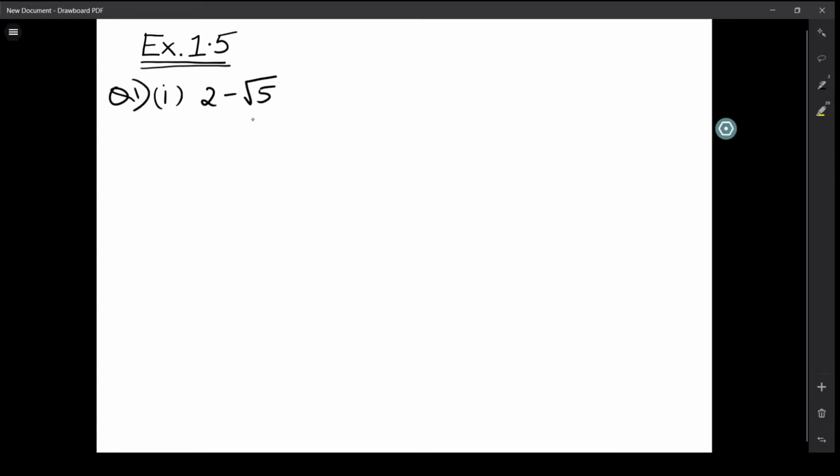Now, one of the properties of irrational numbers is that whether you add it or subtract it to a rational number, the answer is always an irrational number. So hence over here we see 2 is a rational number, root 5 is an irrational number. We're subtracting root 5 from 2. This will always give us an irrational number.